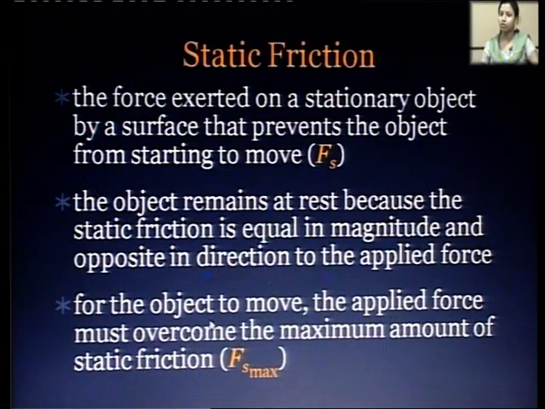So for the object to move, the applied force which we apply must overcome the maximum amount of static friction, that is Fs maximum. This is also called the limiting force of friction, that is, the maximum friction.